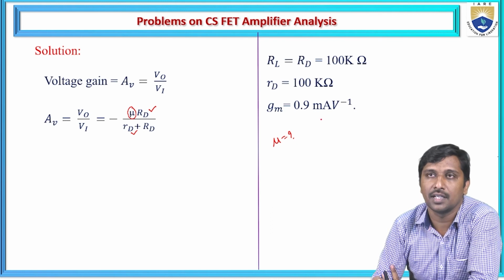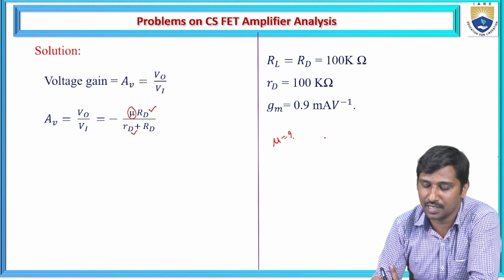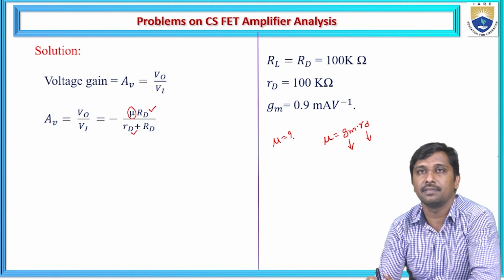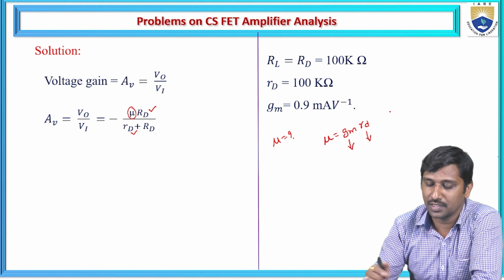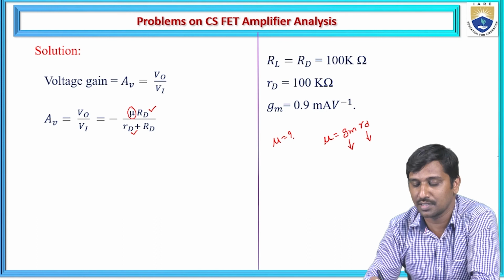Based on the common source amplifier small signal model analysis, we know the relation mu is equal to gm times rd, where gm is the transconductance and rd is the internal AC drain resistance. Hence first I'm going to evaluate this amplification factor of the common source FET amplifier.